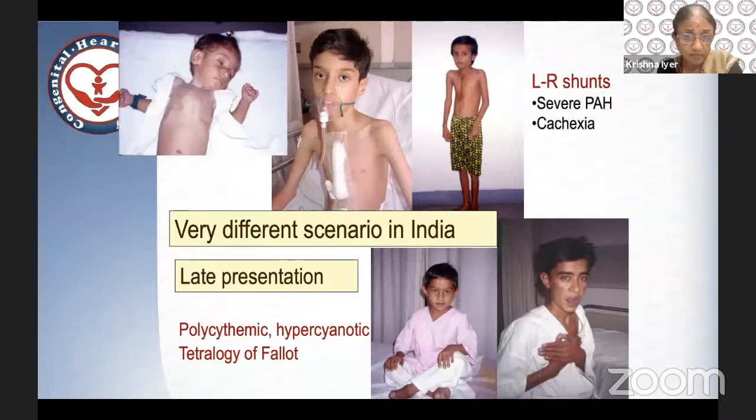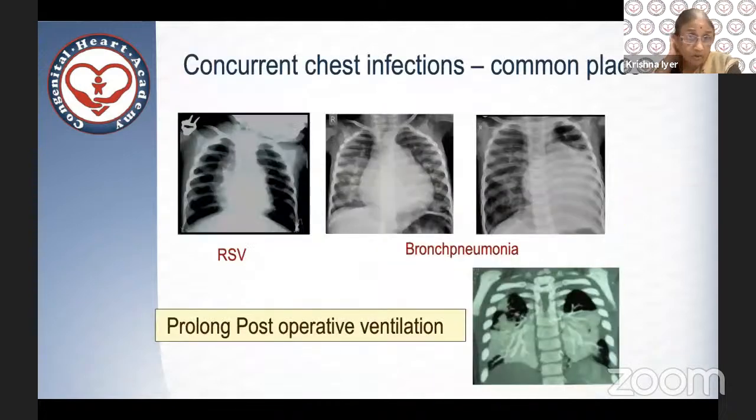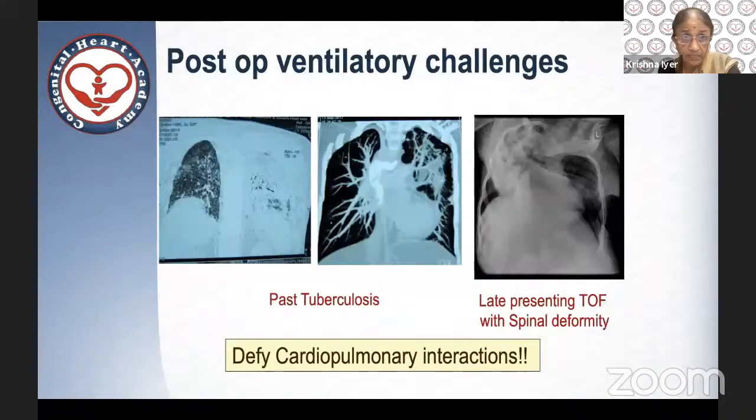You've seen some of these slides, which highlight a very different scenario in our part of the world, with a lot of polycythemic tetralogies, a lot of cachectic large left-to-right shunts, and our own unique challenges where you have a lot of adult congenital heart disease and some with coexisting coronary artery disease. But what is commonplace is a lot of concurrent chest infections, and pre-existing and recent chest infections, which prolong postoperative ventilation.